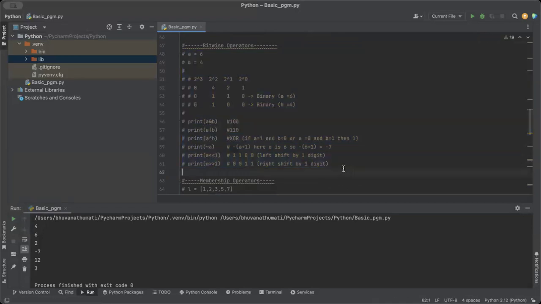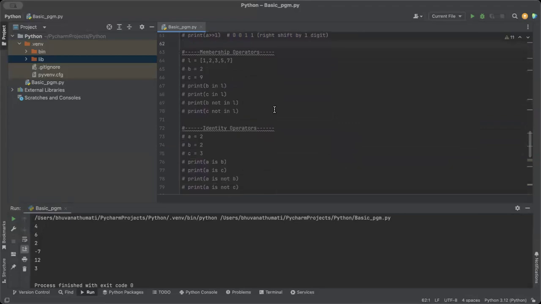Let's comment this. Membership operators. These operators test for membership in a sequence such as strings, lists, or tuples. I have taken here lists. So I'm given B equals to 2, C equals to 9. So I'm testing here whether this membership is present in this list sequence or not. So I'm checking here, 2 is present in this list or not, 9 is present in this list or not.